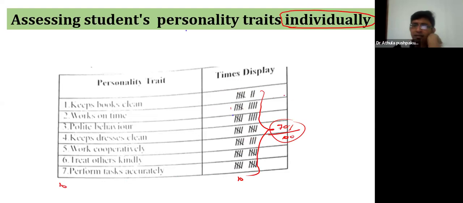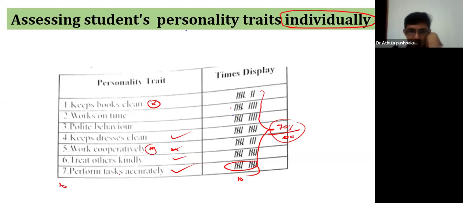And another point: when we are measuring like this, assume for performing the task accurately, out of 10 they earn 10. This level is good. As a teacher, you can identify some important areas, right? That means they highly earn marks in this area. But when concerned about these two areas, cooperativeness, they do not work cooperatively. Another one, keeping books clean, is also low level, right? We can see the differences.